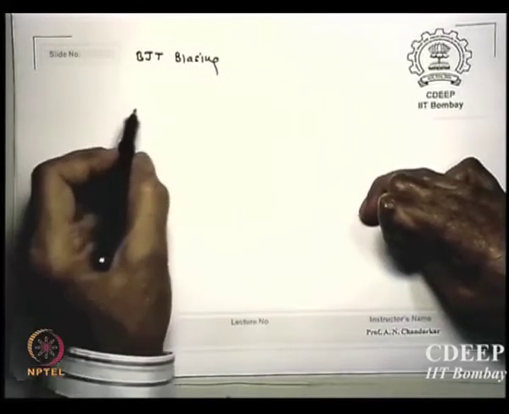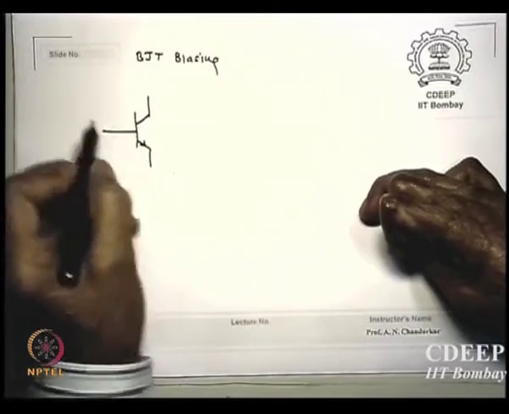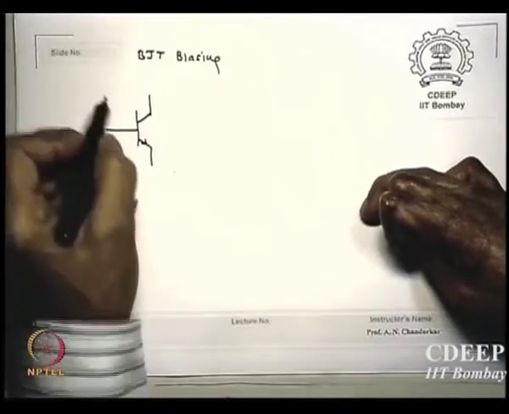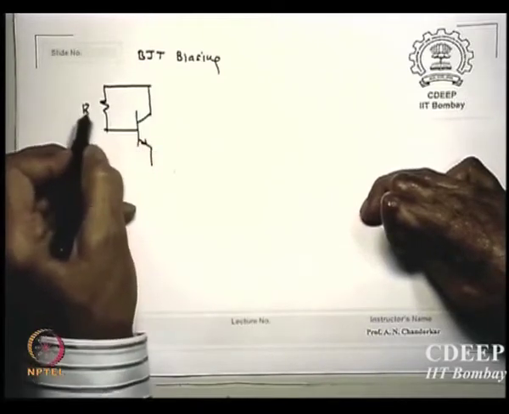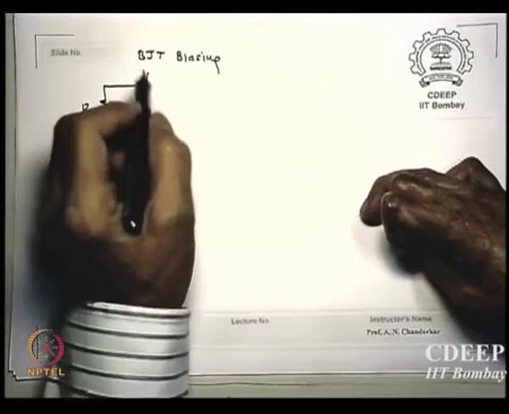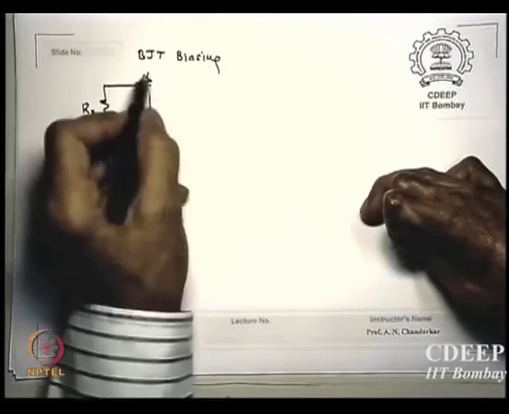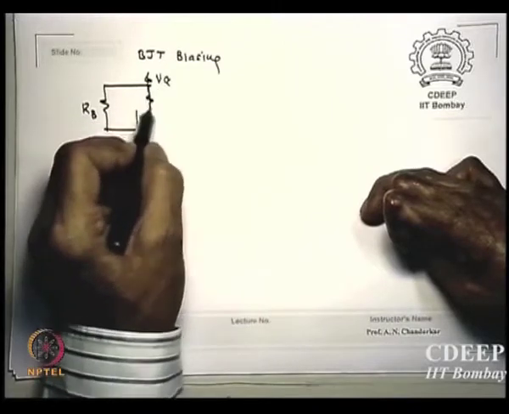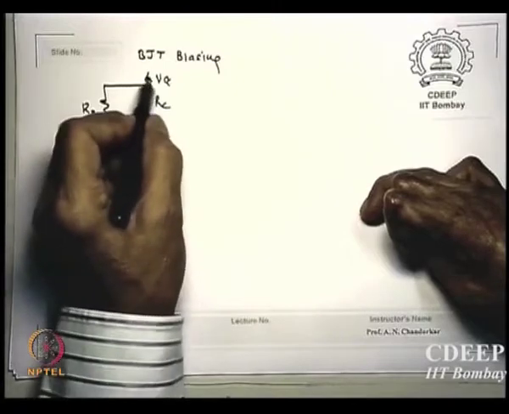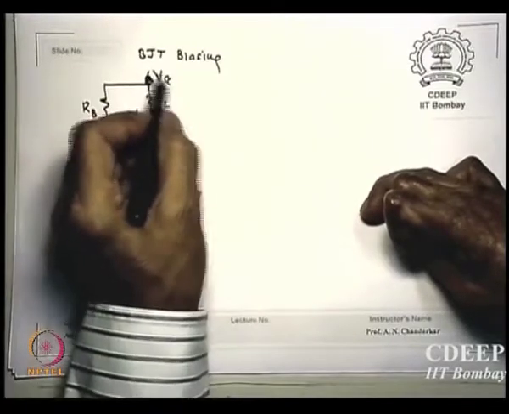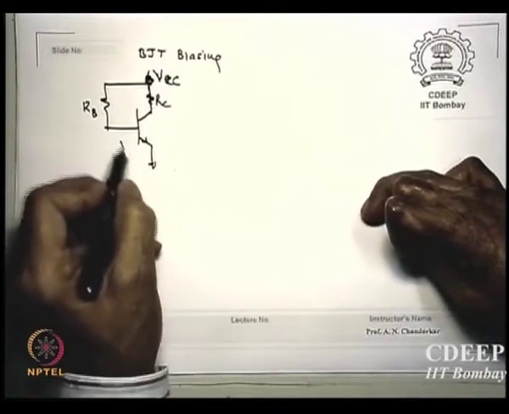One of the simplest methods, you can see something like this, is to connect a resistance RB, and of course there will be RC, which goes to VCC. Sorry, this is RC, and this is your VCC point, VCC point, and this is your VBE.